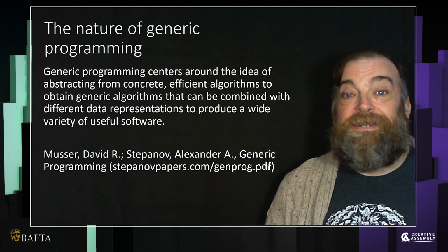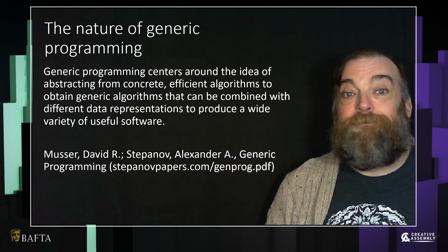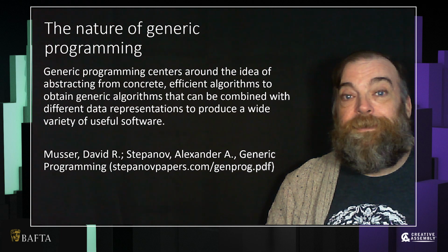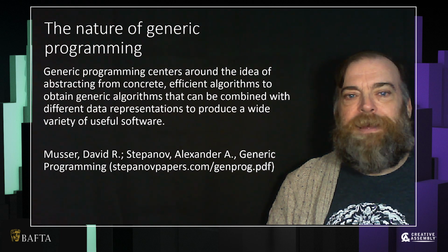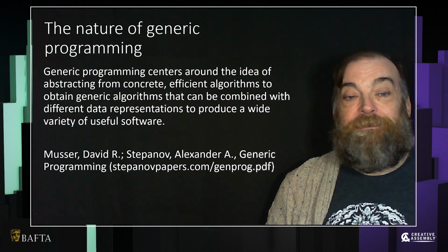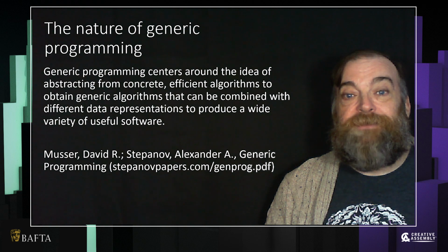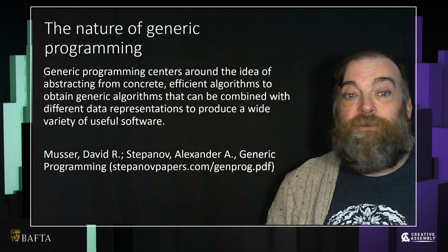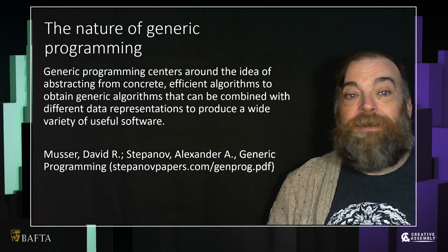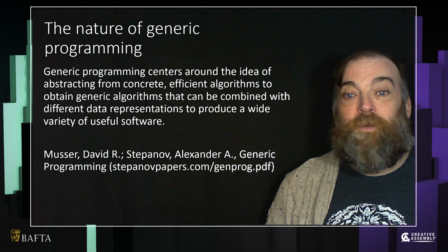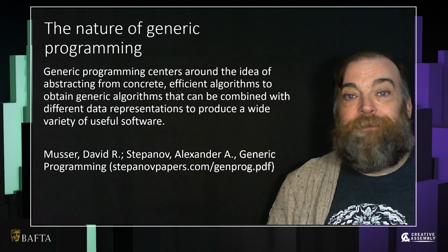Now, the place to start is in the paper on generic programming written by David Musser and Alexander Stepanov. It was first presented in July 1988, and it will take you a couple of hours to read, but it will be time well spent. The first paragraph reads, "Generic programming centers around the idea of abstracting from concrete, efficient algorithms to obtain generic algorithms that can be combined with different data representations to produce a wide variety of useful software."